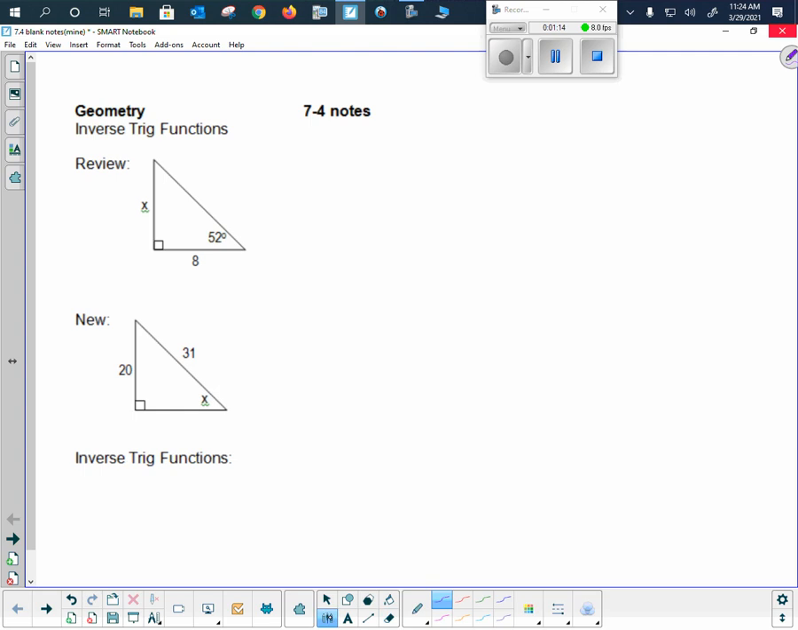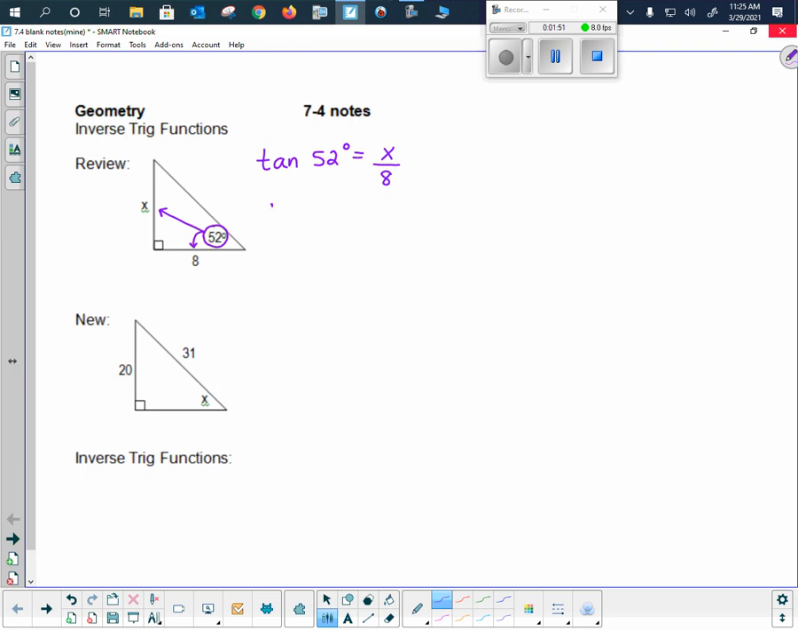Now, we do have review, and we have new stuff today. So the review part of this is the following. Notice I've got an angle. From the angle's perspective, I have the opposite side and the adjacent side. And O and A, opposite and adjacent, should get you to expect that you're going to use tangent, right? So remember, it's tangent of an angle equals the opposite side, which is x, over the adjacent side, which is 8. And by now we should know how to solve that.